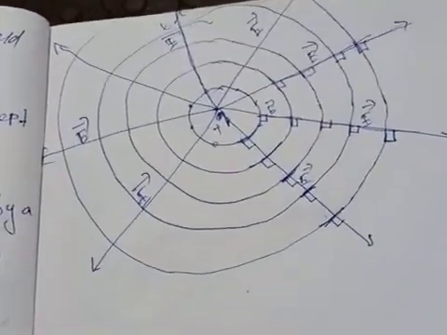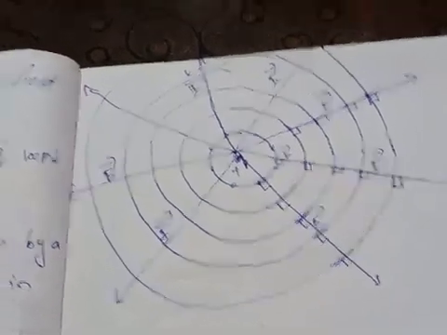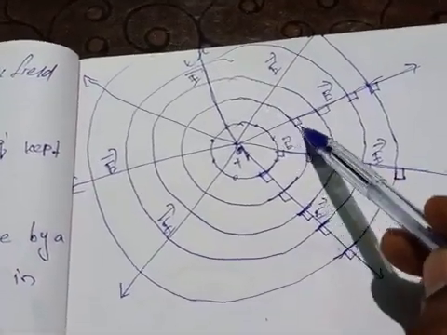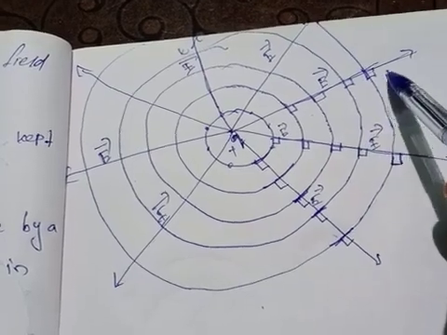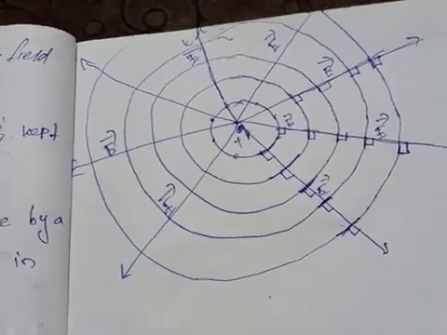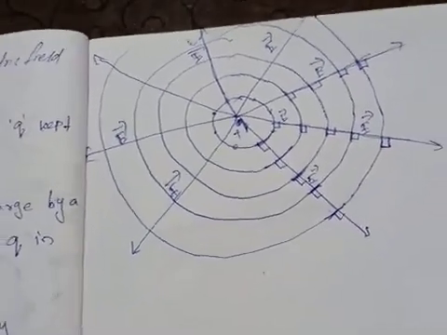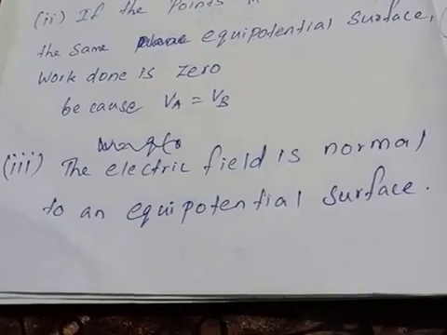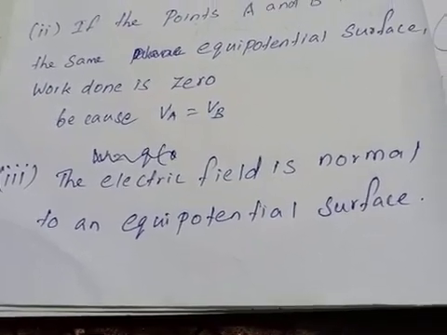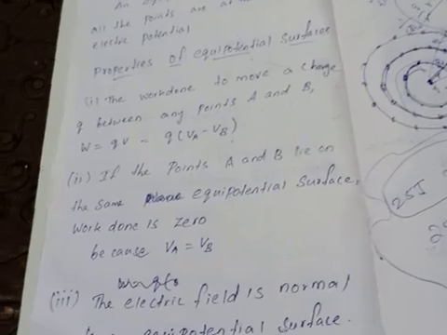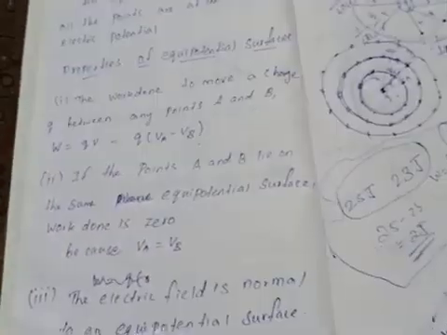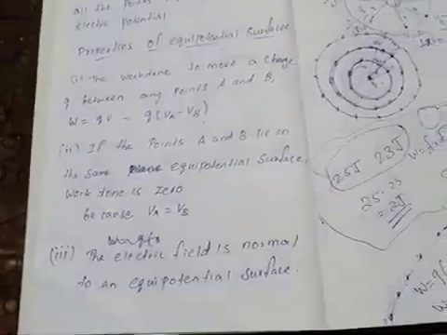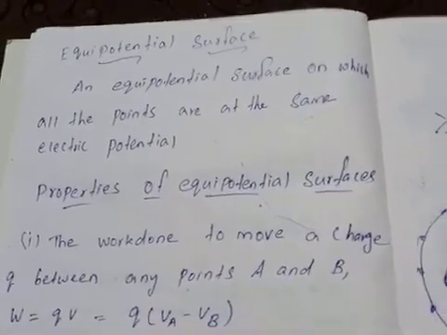Now you see how nice it is. All these equipotential surfaces and electric fields are normal to each other. So the electric field is normal to an equipotential surface. This is the third property of an equipotential surface. This is one of the very important 3-mark questions. First you can learn this equipotential surface definition.